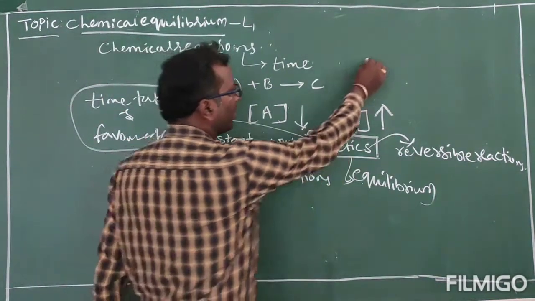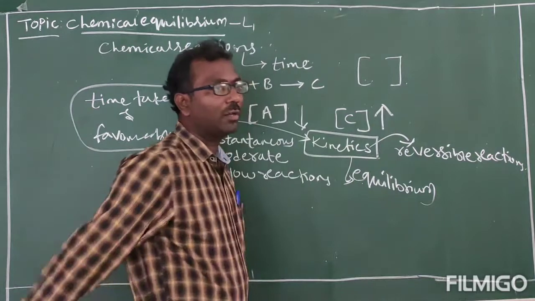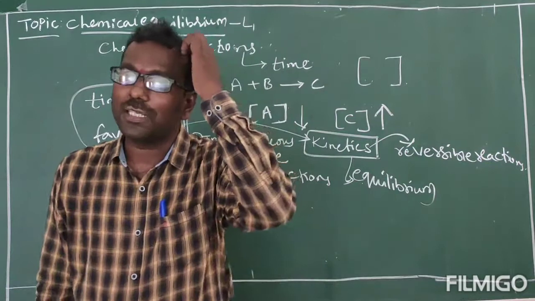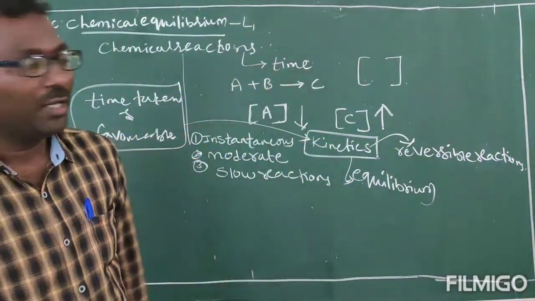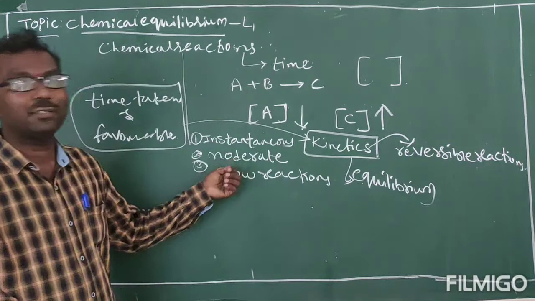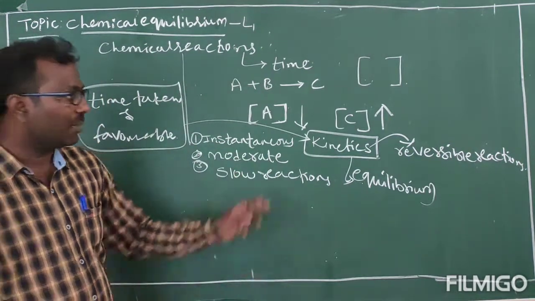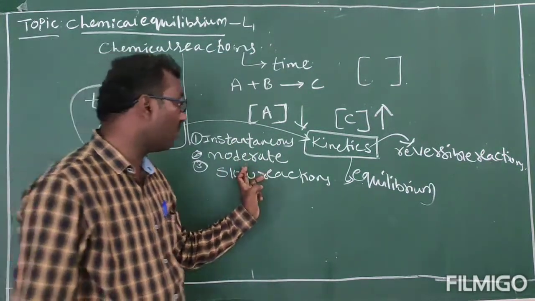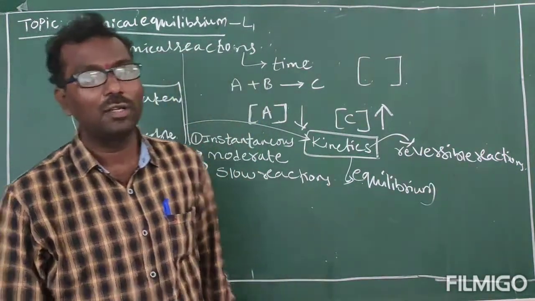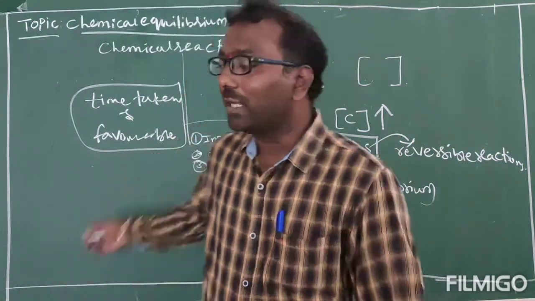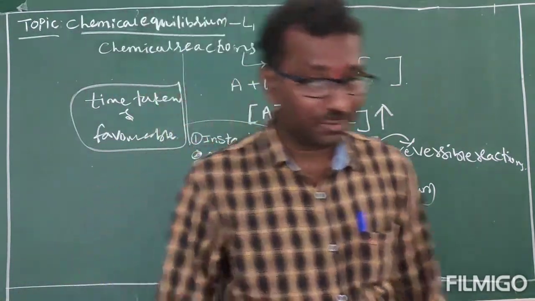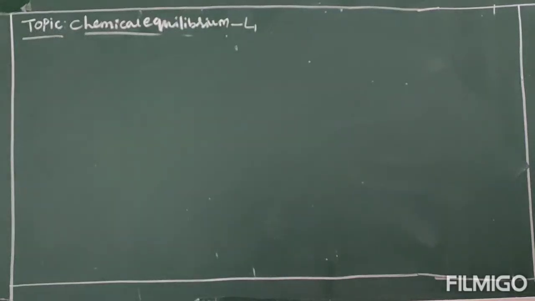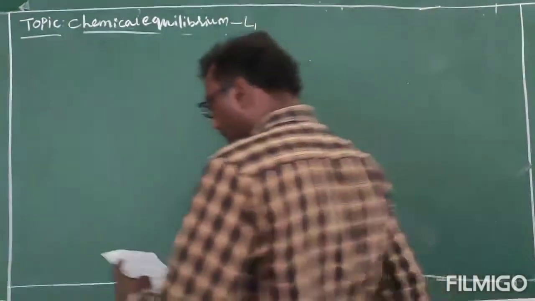And the concentration symbol is what? This. Okay, when you write anything like this in chemistry, that is represented as concentration. And based upon the time, in chemical kinetics, the reactions are classified as instantaneous reactions, moderate reactions and slow reactions. So now I will be giving you the detailed notes of this discussion.